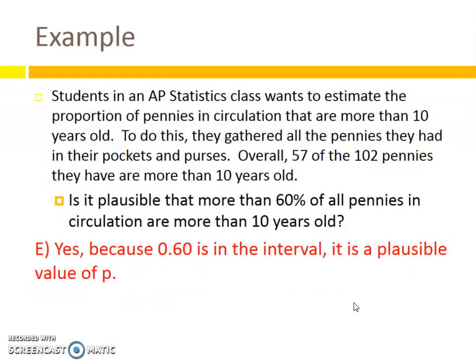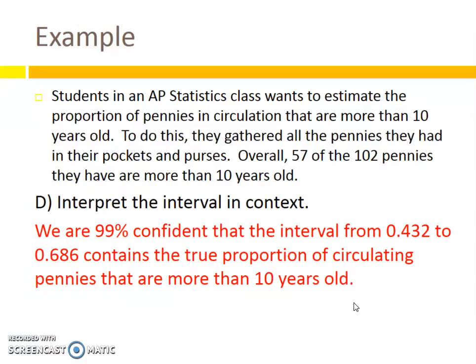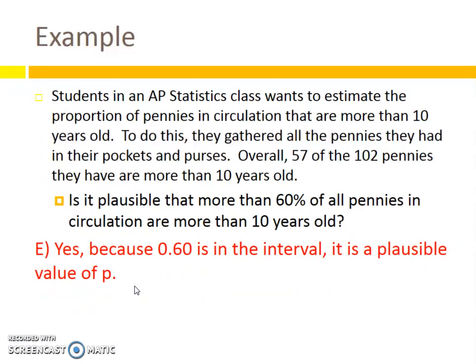Now, next question. Is it plausible that more than 60% of pennies in circulation are more than 10 years old? Yeah, it is possible. Actually, not possible. It's plausible, because 0.6 is in that interval, right? Our interval went from 0.43 to 0.69-ish. And since 0.6 is in that interval, that means it is a plausible value. So it is plausible that more than 60% of all pennies in circulation are more than 10 years old. That's a good reasoning there.